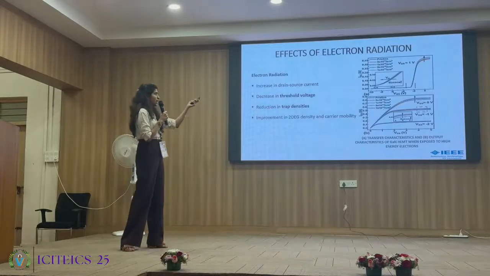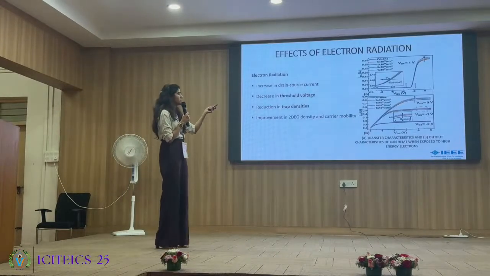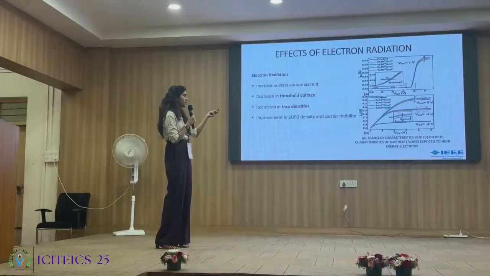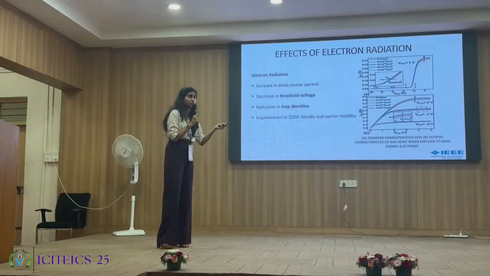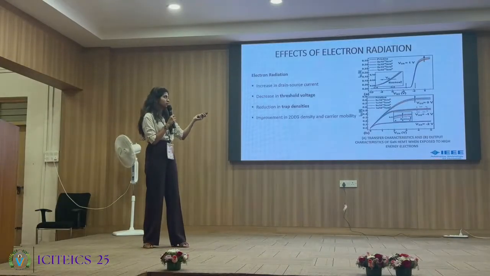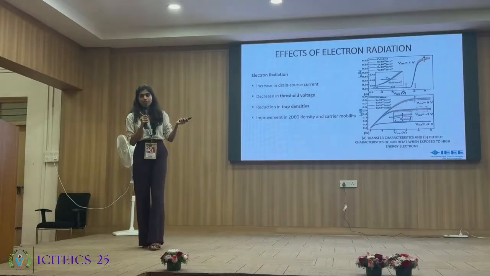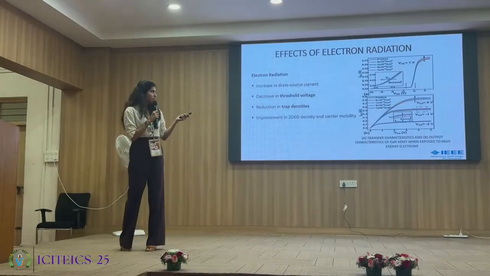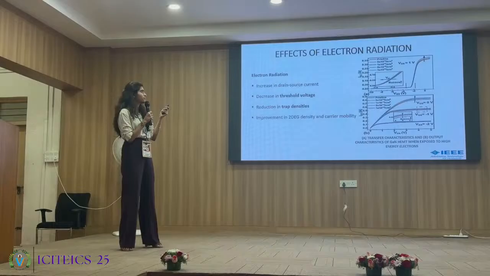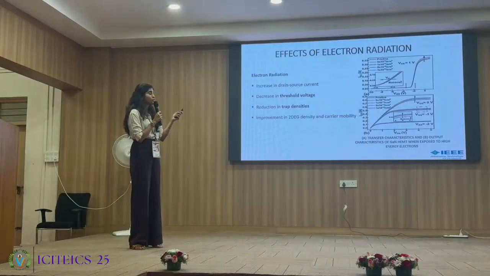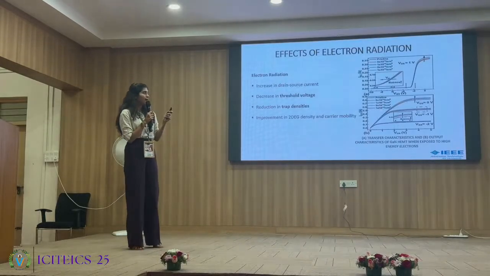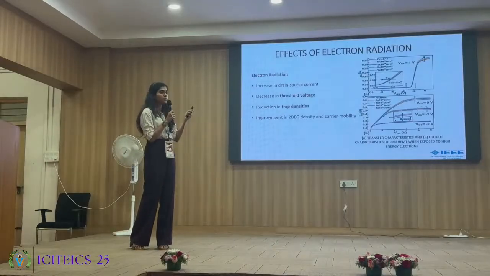The first graph we can see here is the transfer characteristic graph of the gallium nitride HEMT post exposure to the heavy high energy electrons. There we can see the improvement, the increase in drain to source current, and the threshold voltage is shifting in the opposite direction.